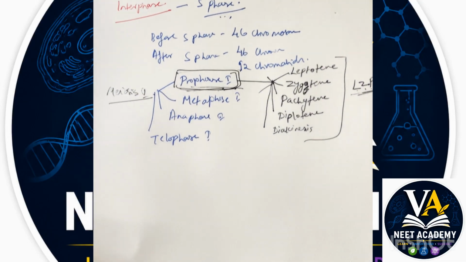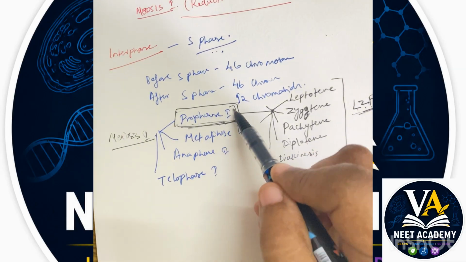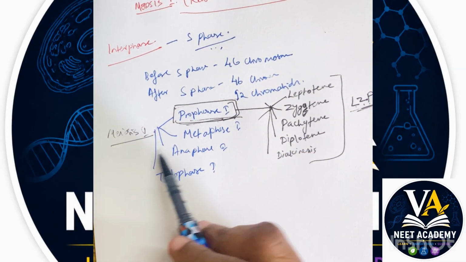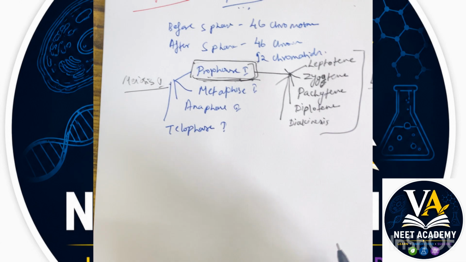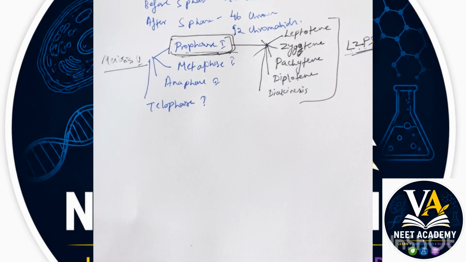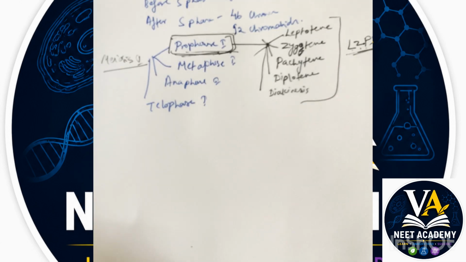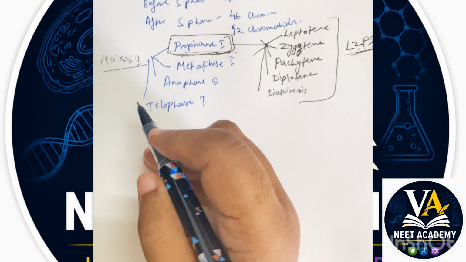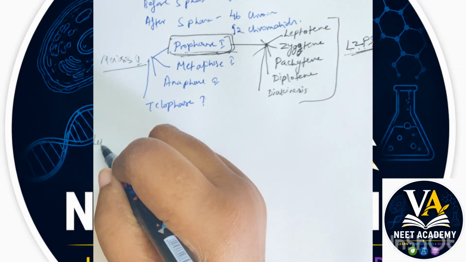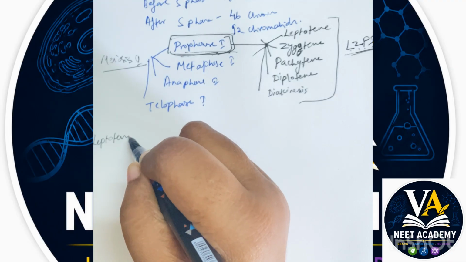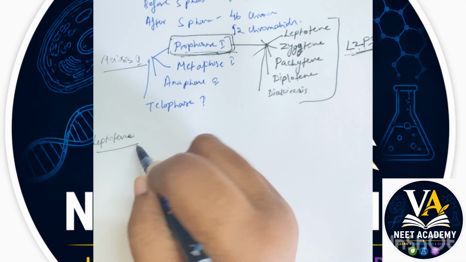Okay, so we will get into this very important phase in meiosis I, one by one. Clear students? Don't get confused, just follow the class, you will be very much clear after this class. So we will go into leptotene first. Leptotene stage. So what happens in leptotene stage?